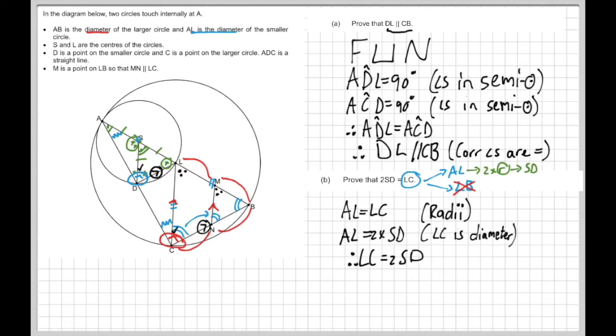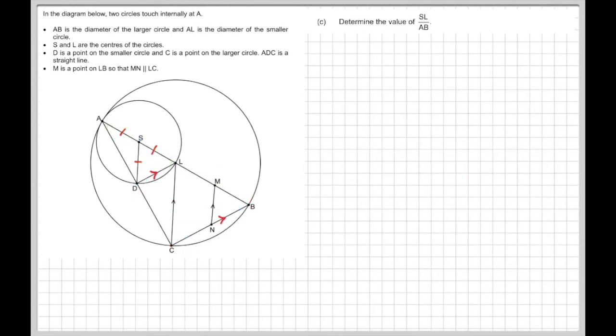In the next question, question C, what I just did was look at what information I'm carrying over from the previous one. I just forgot to put in the big radii. But let's quickly have a look at the next question.